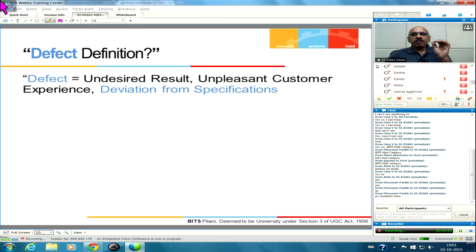Defining defects: what constitutes an undesired result, an unpleasant experience. You have to list it down precisely. There should not be any ambiguity. The idea here is you should be able to count the defects. So Six Sigma is all about counting. It's as simple as that. It's not magic.